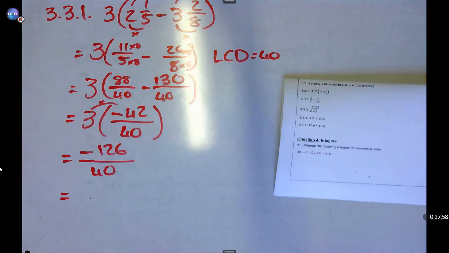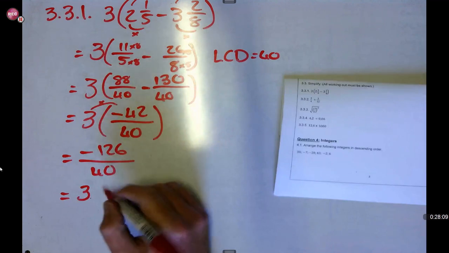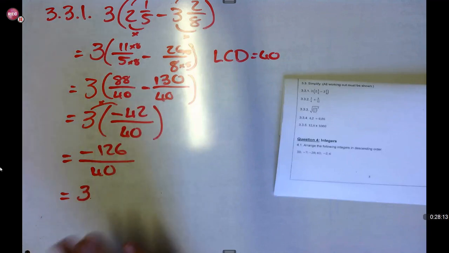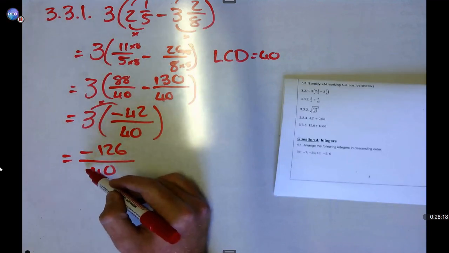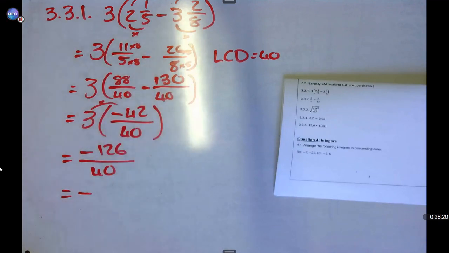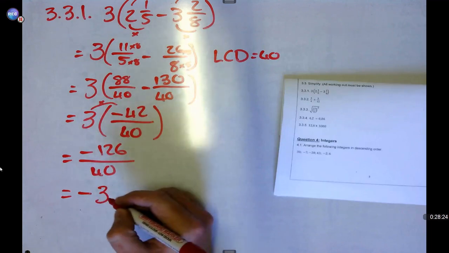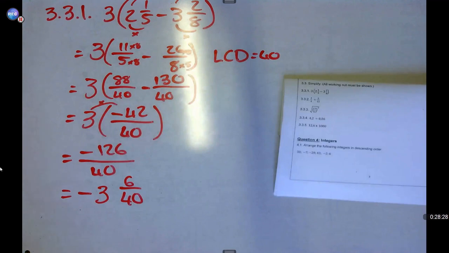So 40 divides into negative 126 3 times. You will then have a remainder of negative... wait, let me rephrase myself. Obviously your answer is negative over here. Negative divided by a positive is always a negative. That negative must be written in the front. 40 goes into 126 3 times, remainder 6 over 40. Okay?